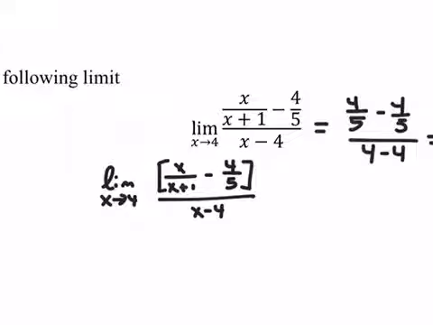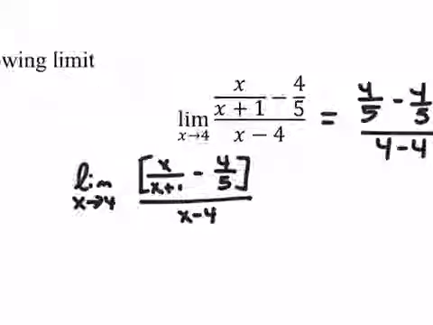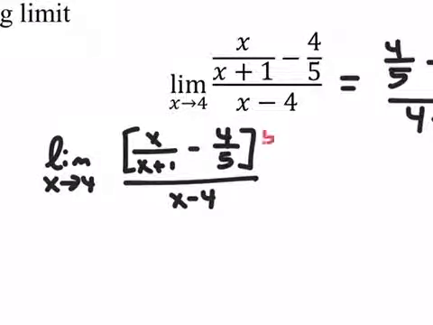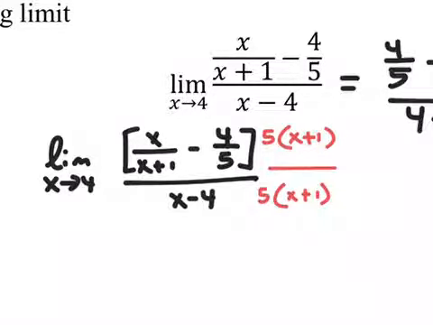And in this case, I'm going to do this method called clear the fraction. I see the fractions in the numerator, and I want to clear them out. So what I'm going to do is get rid of the 5, and get rid of that x plus 1, by multiplying top and bottom times this expression, 5 times the quantity x plus 1. All right, so let's see what we get.